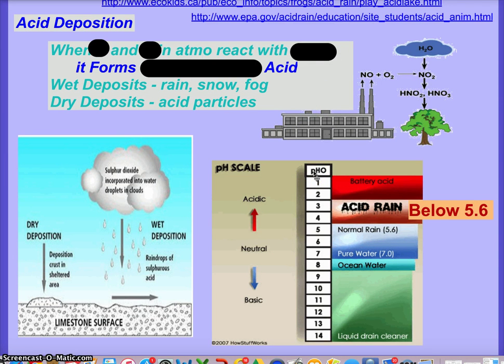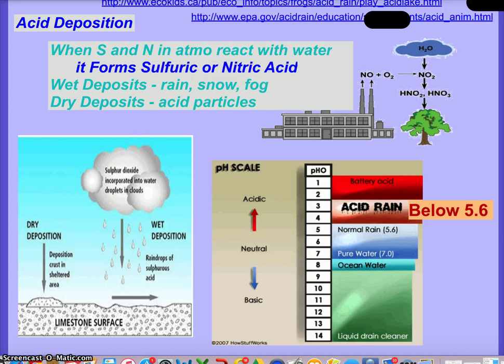But what reacts? And the pictures will tell you right there. What starts acid deposition? Nitrous oxides and sulfur oxides, and they react with water, and they form sulfuric acid. Correct. And there's a picture of dry and wet deposition.